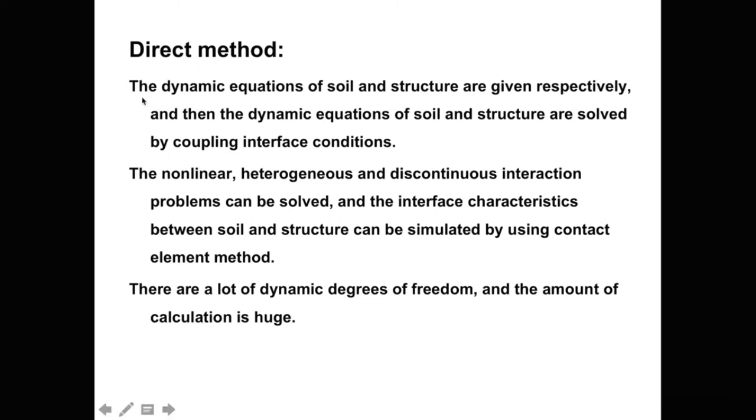Direct method. The dynamic equations of soil and structures are given respectively, and then the dynamic equations of soil and structures are solved by coupling interface conditions. Nonlinear, heterogeneous, and discontinuous interaction problems can be solved. And the interface characteristic between soil and the structure can be simulated by using contact element method. And there are a lot of dynamic degrees of freedom, and the amount of calculation is huge.